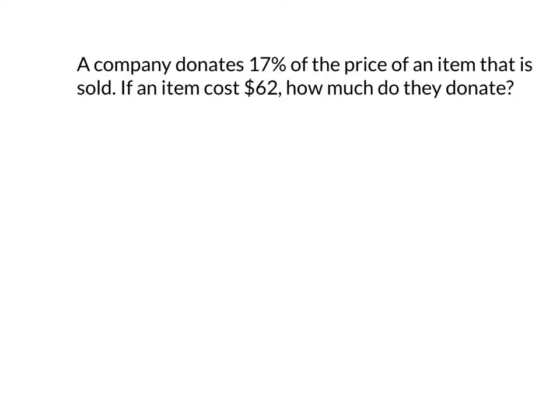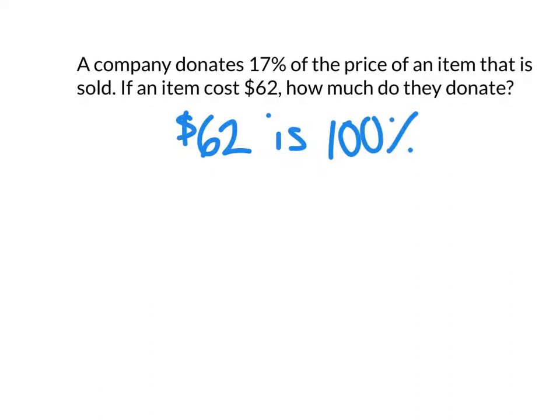A company donates 17% of the price of an item that is sold. If an item costs $62, how much do they donate? So whatever they sell, they'll take 17% of that item and they'll donate it to a charity. So 62 is 100%. For this, I need to get to 17%. It's kind of an odd percentage. So I think I'm going to get to 10% and then 5% and then 15%. And then I'll figure out what 1% is. So it's going to be a lot of numbers, but it's nothing hard.